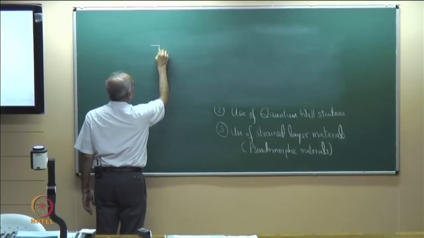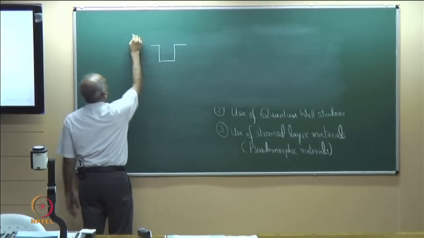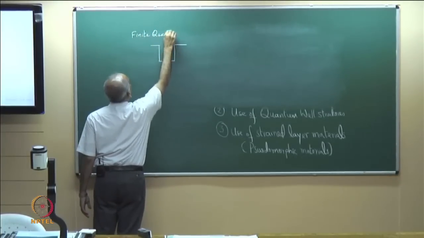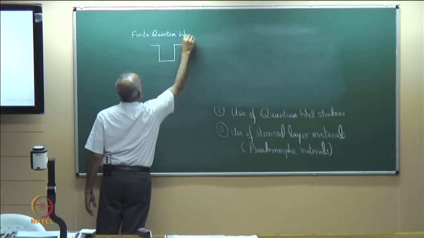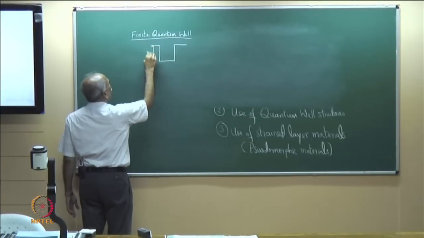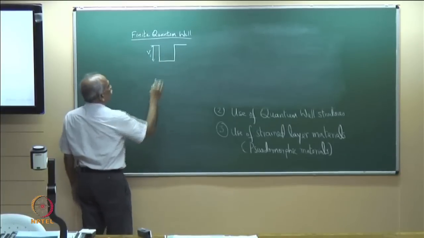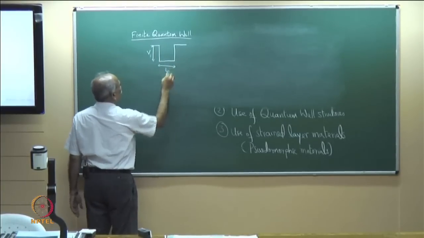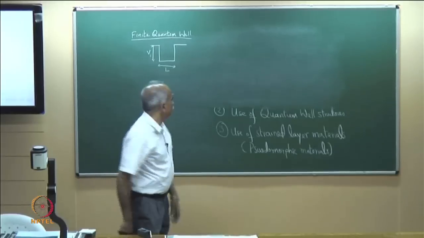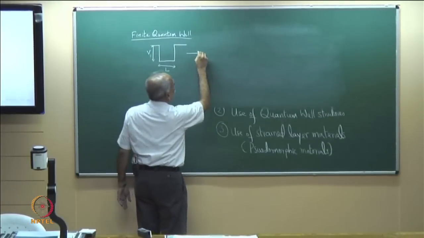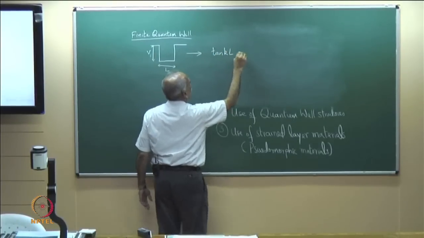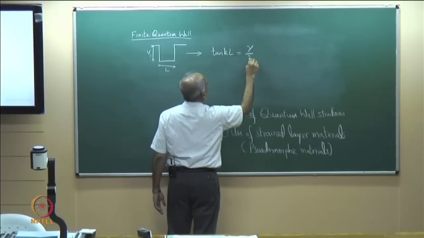If we come back to the quantum well structure, if we take a finite quantum well, finite quantum well refers to this finite barrier height potential V or V0. This is the quantum well. We have used notation L for the width and V is the well height. If you take a finite quantum well, as we saw in the last class, the energy eigenvalue equation is given by tan KL is equal to gamma by K.